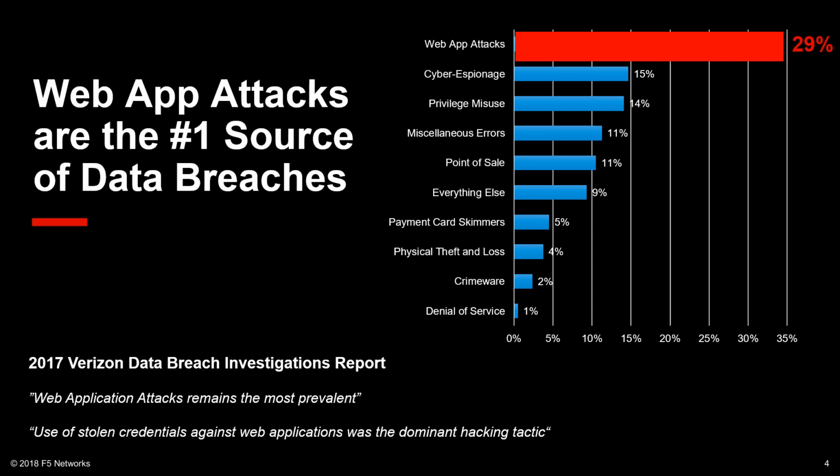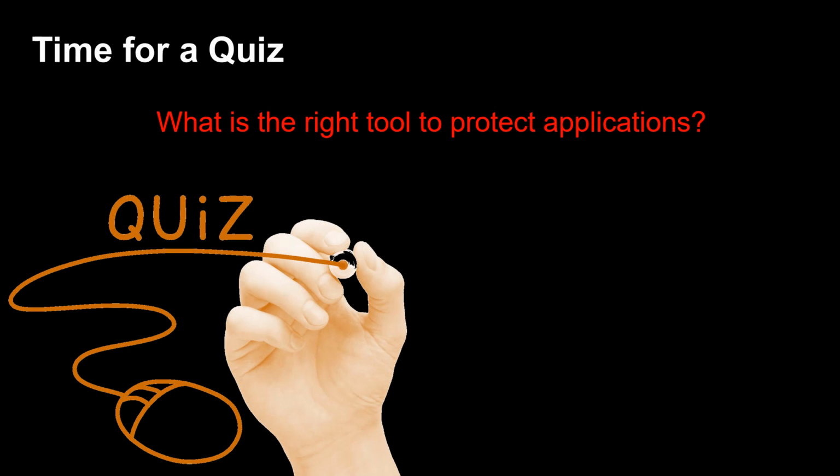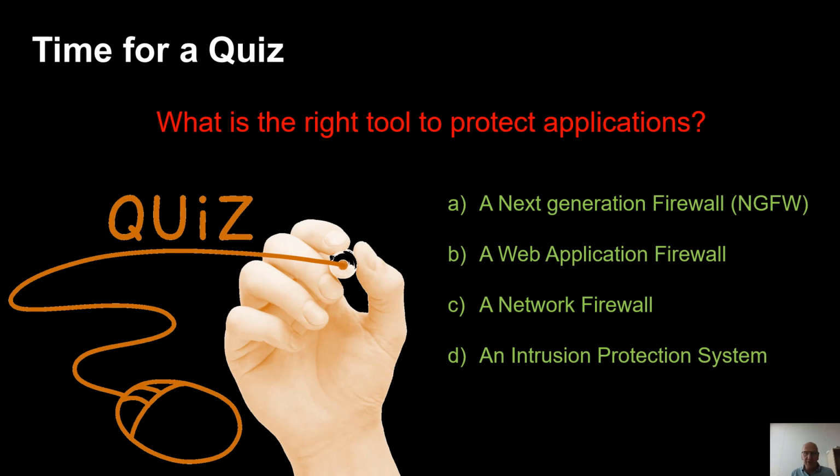So then the question is, what would be the right tool to do this? There are a lot of tools on the market to protect networks, applications, users, to protect anything. But if you want to protect the applications themselves, the right answer should be obvious. So the question is, what is the right tool to protect applications? Is it A, a next generation firewall? B, a web application firewall? C, a network firewall? Or maybe D, an intrusion protection system?